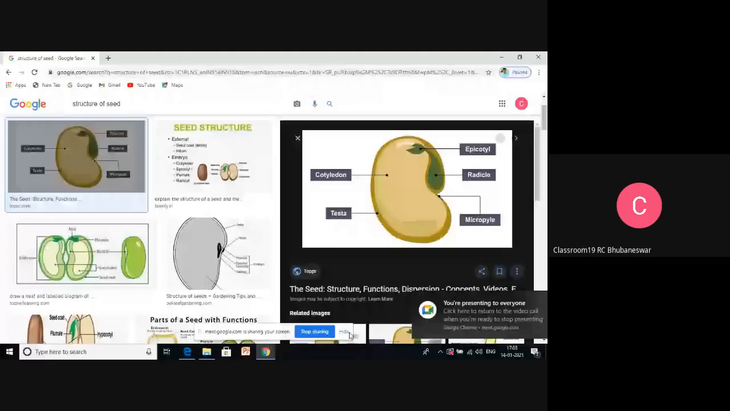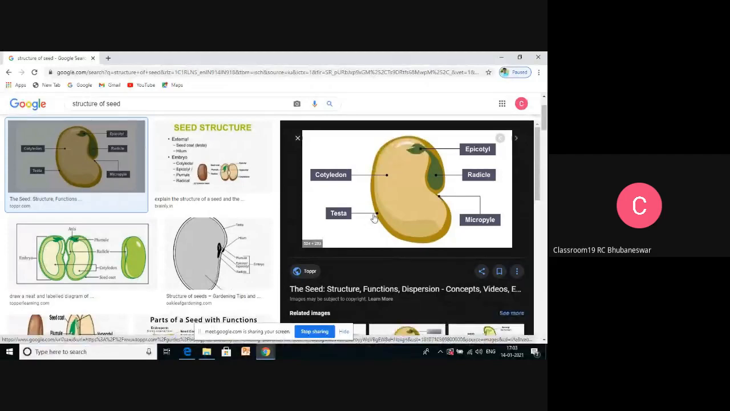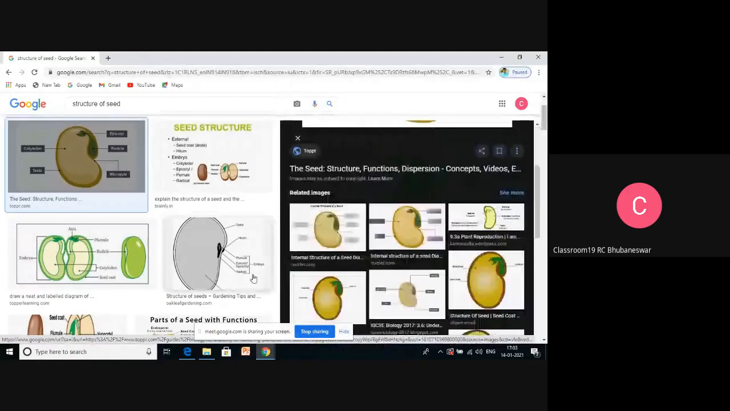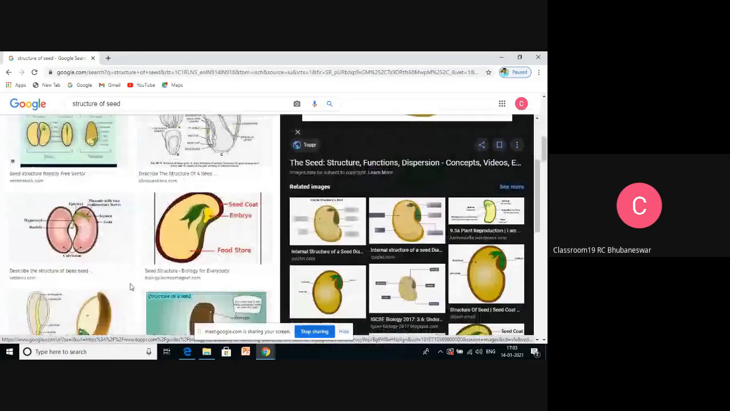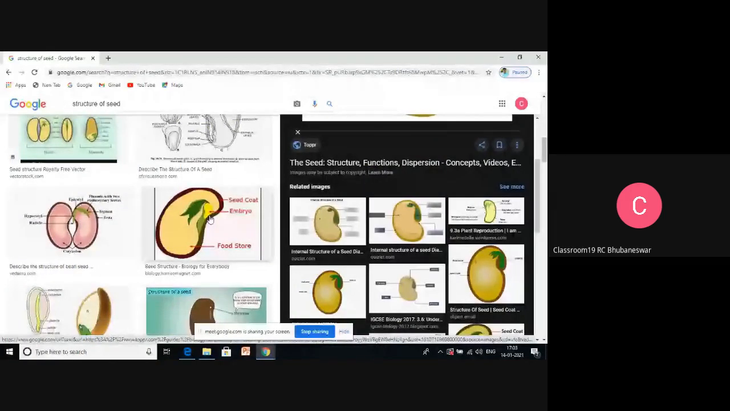Look at this, this is a seed here, and the seed coat is known as testa. Some seeds have an outer seed coat known as testa, and along with testa we have the tegmen. This part is the cotyledon, this part is the embryo, this is the epicotyl, this is the radicle, and this part is the hypocotyl. This is the structure of seeds: seed coat, embryo, food storage.